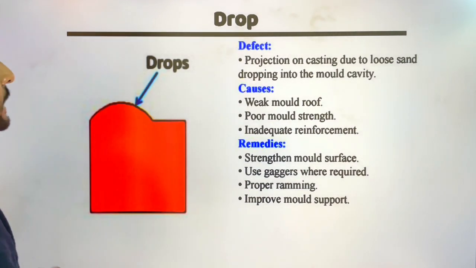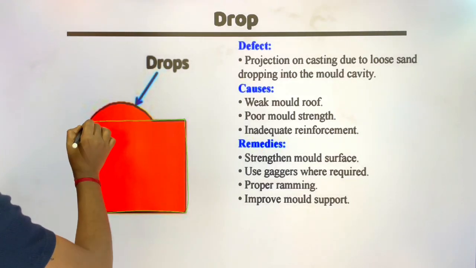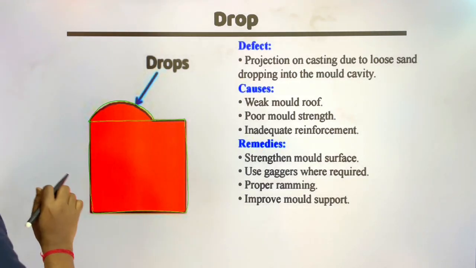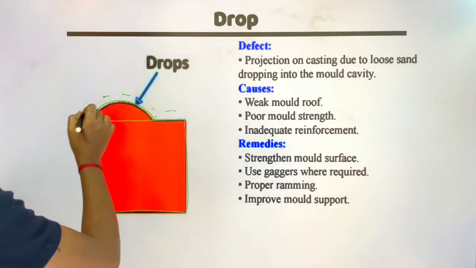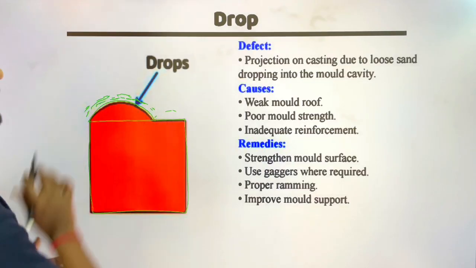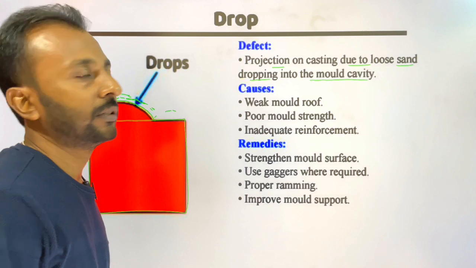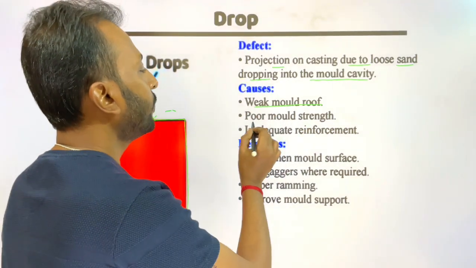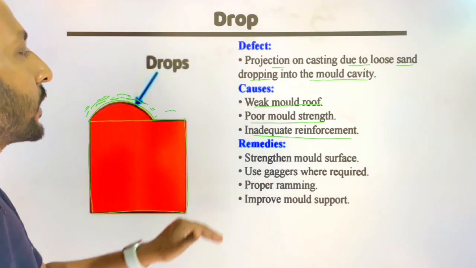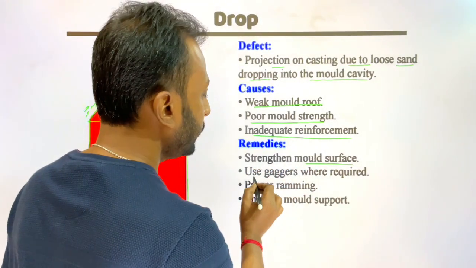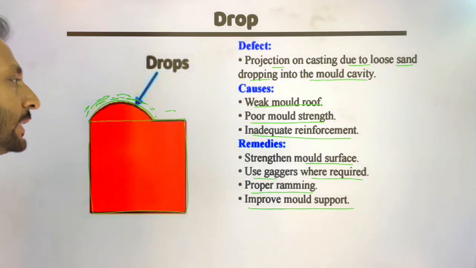We can clearly see the drop defect in this figure. The product must be like this in section, but this surface has been extended due to the metallostatic force, and the sand of this portion has been contracted or shifted. So this is a projection on casting due to loose sand dropping into the mold cavity. These are the causes: weak mold roof, poor mold strength, inadequate reinforcement. So what are the remedies? Strengthen mold surface, use gaggers where required, proper ramming, and improve mold support. So these are the remedies.